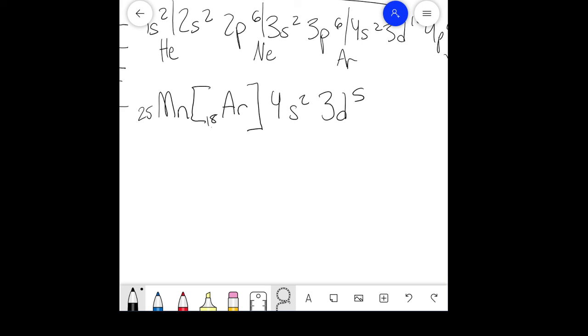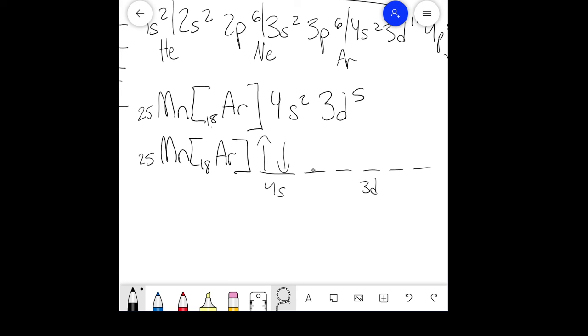You can do the same thing with orbital fillings. You just need to write the shorthand here in the brackets and then just draw your little dashes for the rest. And this is a good review. Remember, you're going to go up before you go down. Make sure you go up before you go down.